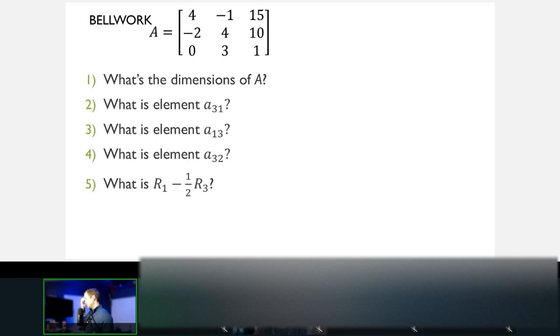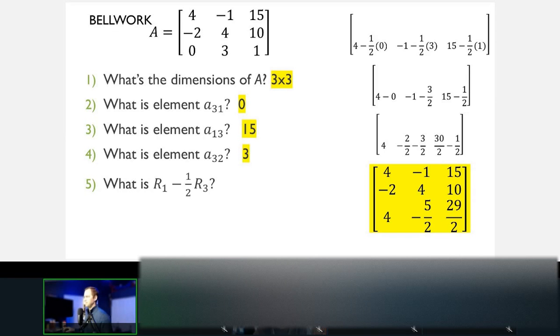See, a lot of you haven't done the work yet for it. So let me show you what I got to save time. All right, you should have got 4, negative 5 over 2, and then 29 over 2. And then here's the work. I did show my work on how I got that. Remember, it's row 1 minus 1/2 times row 3. So, 4 minus 1/2 times row 3. So that means negative 1 minus 1/2 times 3, and then 15 minus 1/2 times 1.